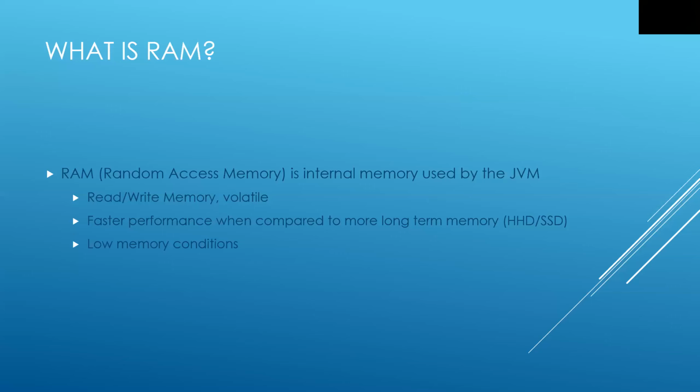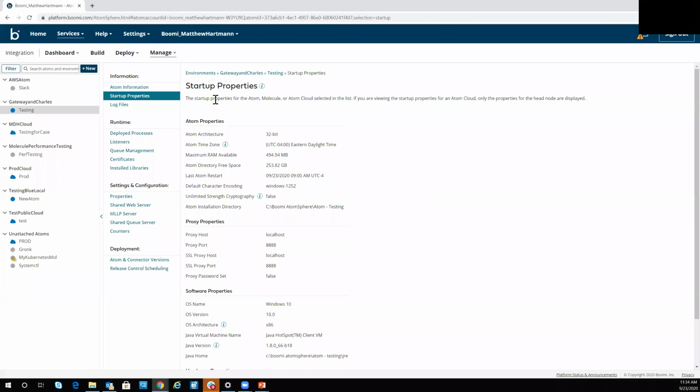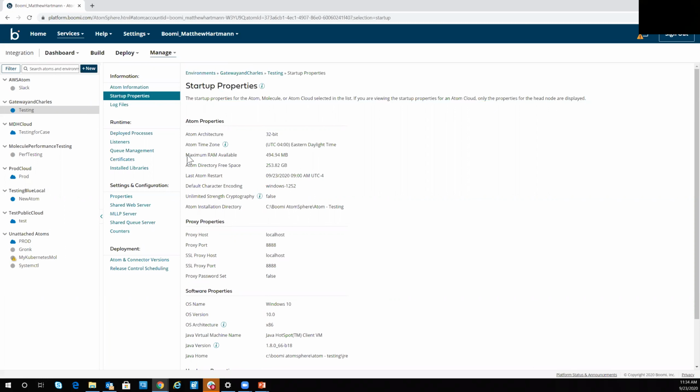Your next question may be, how can I see how much RAM is allocated, how much system memory I have, and so on. If you go to your Atom Management Startup Properties, as you can see here, maximum RAM available is the RAM available to the JVM. In this case, my gateway testing atom only has that amount of RAM available to it.